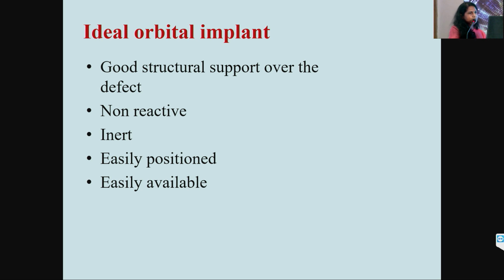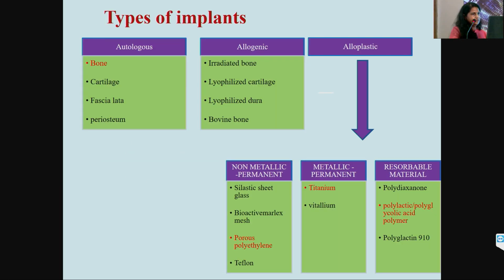So what is an ideal orbital implant? An ideal orbital implant should give good structural support to the defect. It should be non-reactive, it should be easily positioned, and it should be easily available. Coming to the types of implant, implants can be classified as organic and non-organic or synthetic. Under organic comes the autologous and allogenic. Under autologous, it comes the bone, cartilage, fascia lata, and periosteum. And allogenic includes irradiated bone, lyophilized cartilage, lyophilized dura and so on. And among the synthetic materials, non-metallic permanent ones are porous polyethylene, metallic ones are titanium, and resorbable ones are polylactic or polyglycolic acid polymer.